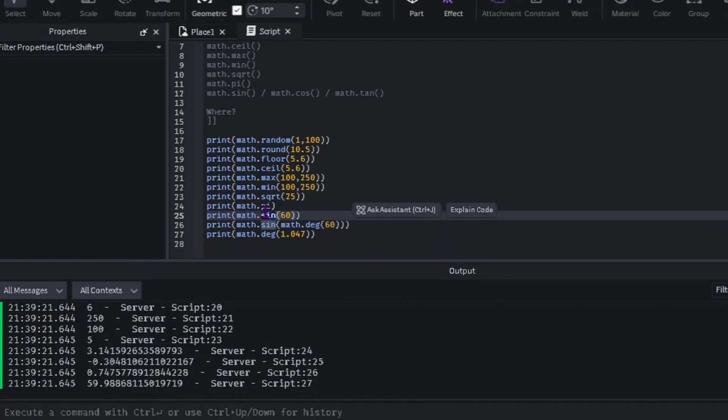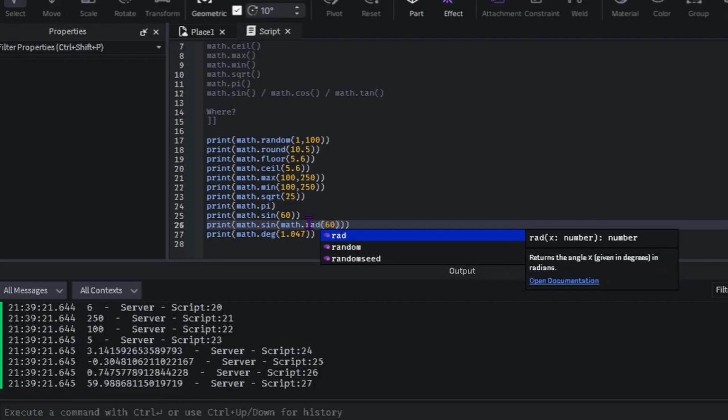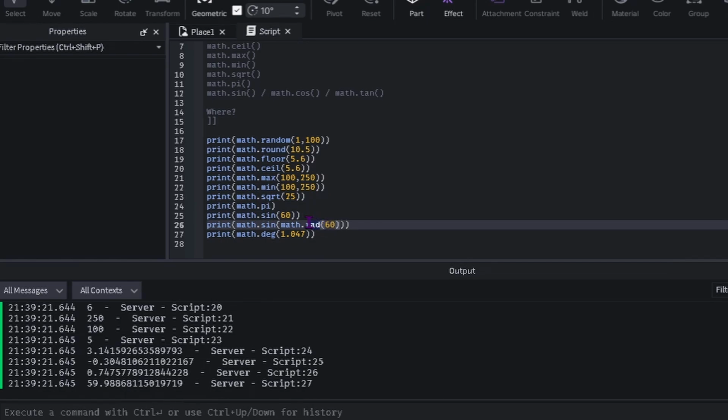Cos and tan work the same as sine. You can even put math.degree inside of that. And there's another thing called math.rad. Basically it changes the inside thing, so this inside value, given in degrees, is changed to radians. And again, that will change the values in the output or in your game.